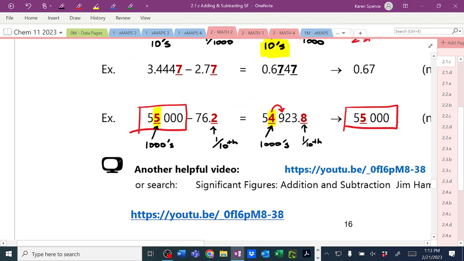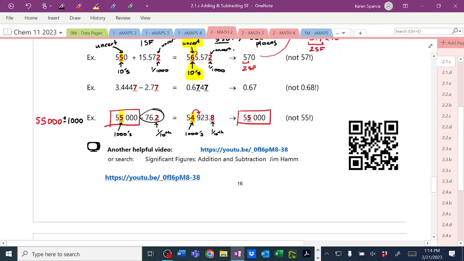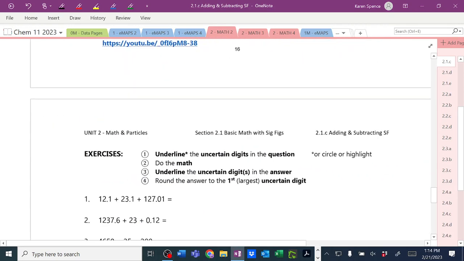If you think about what 55,000 means, that would be plus or minus how much? 1,000. And that is way bigger than 76.2. So the 76.2 is meaningless in comparison with the uncertainty in the 55,000. If we're going to be out by 1,000, do I care if you've thrown in 75 or 76? No, I don't. Okay. All right. So I think we are good on that.